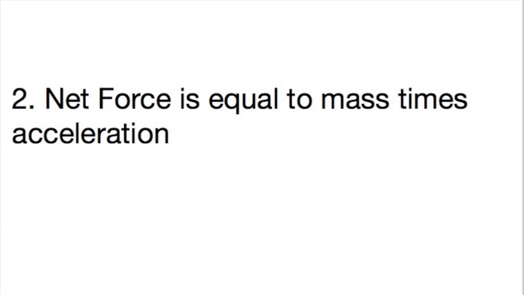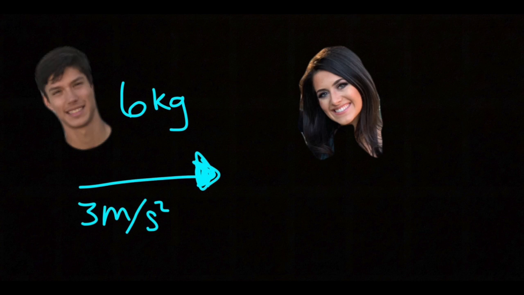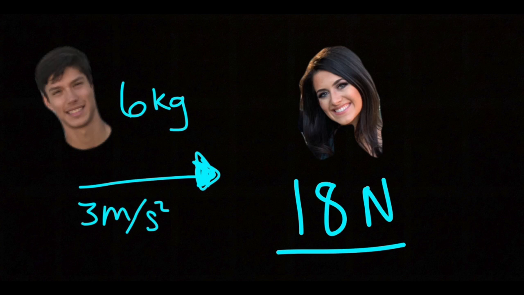Newton's second law explains how to figure out how much force an object has by multiplying its mass by its acceleration. Let's say Matthew has a mass of 6 kilograms and he's running toward an opposing player at an acceleration of 3 meters per second. The force that he exerts on the player would then be 18 newtons.